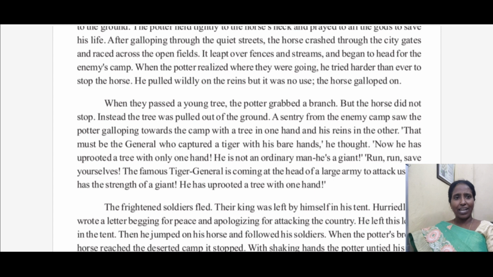When the potter realized where they were going, he tried harder than ever to stop the horse. He pulled wildly on the reins, but it was no use. The horse galloped on. Now the potter got very scared. The horse is going towards the enemy camp. He doesn't know how to fight. If he goes there, he will be dead.